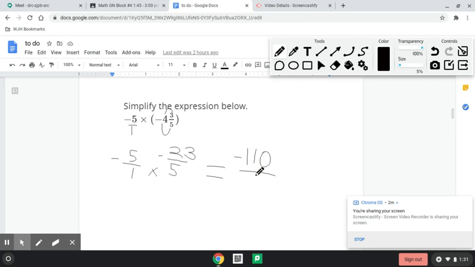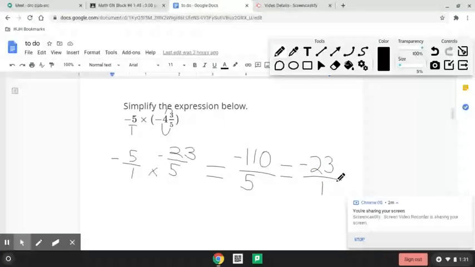over 5, and that equals, if we divide that by 5, then it's actually going to turn into negative 23 over 1, which, if it's over 1, it's the same thing as if it were just a whole number. So it's just going to turn out to negative 23.